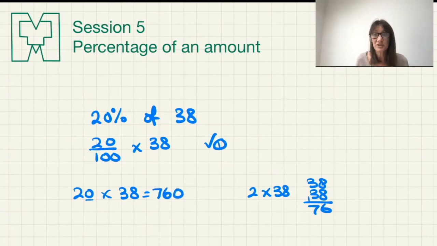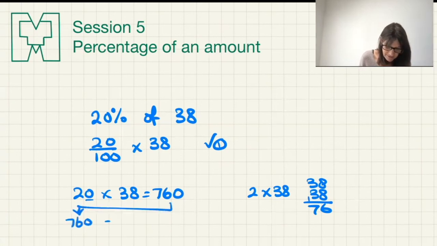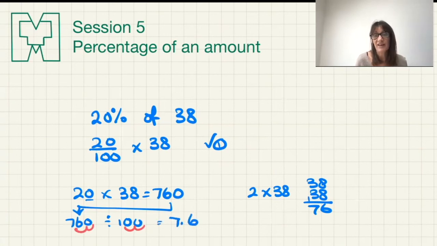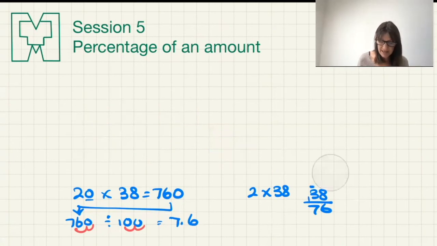You can do it in a Chinese method. I do have some students that literally just use Chinese method for everything. It's their go-to because then they don't have to think about anything else. It's just this one thing that works. Okay, 760 divided by 100. So I've got 7.6. If you got that right, that's absolutely fantastic. Well done. Okay. I think that's probably enough examples.